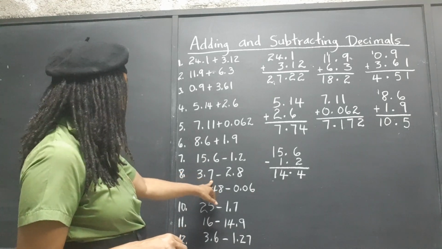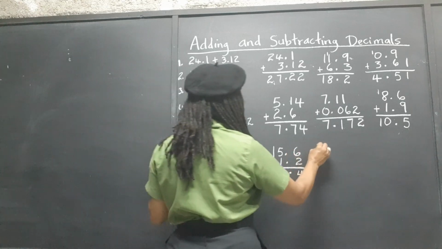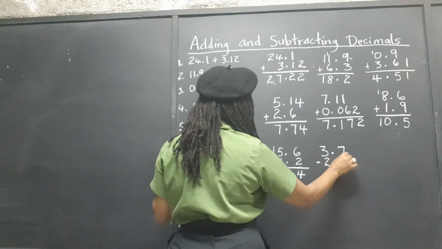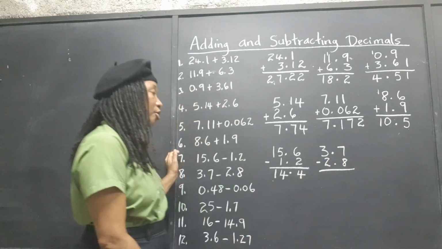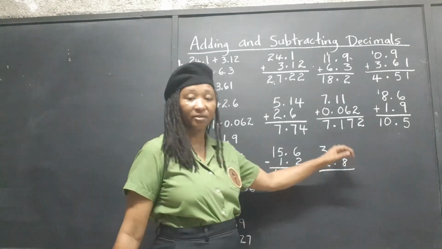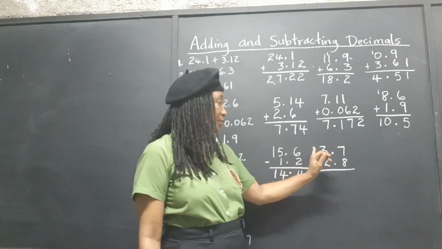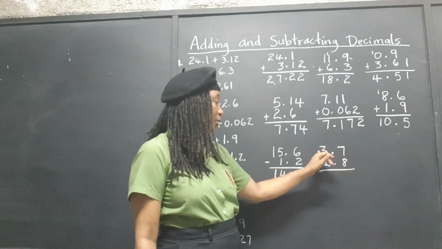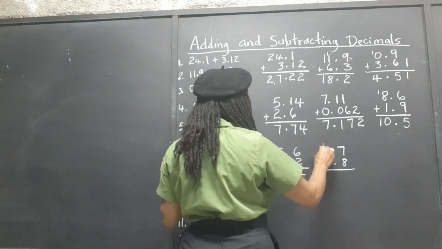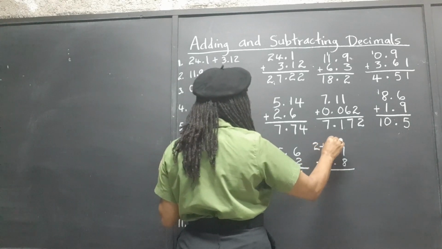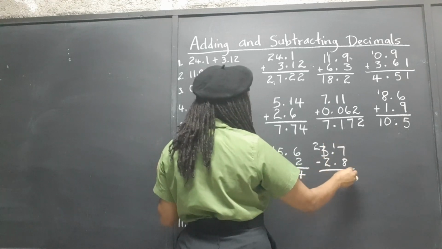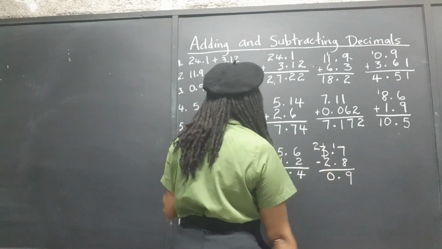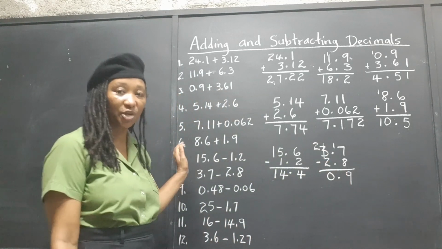3.7 take away 2.8. Alright. Now we know we cannot take an 8 from a 7. We're going to go to the ones place, because remember these are tenths place. Go to the ones place, take 1 from the 3, 2 is left, and we carry that 1 here. So 17 take away 8, that gives 9. 2 take away 2, that gives 0. 0.9.